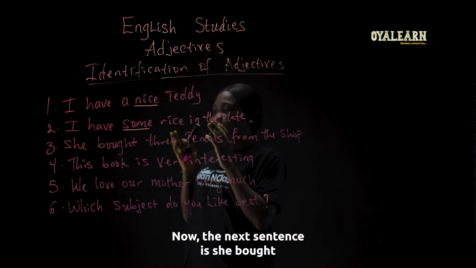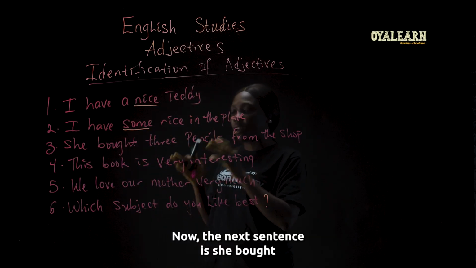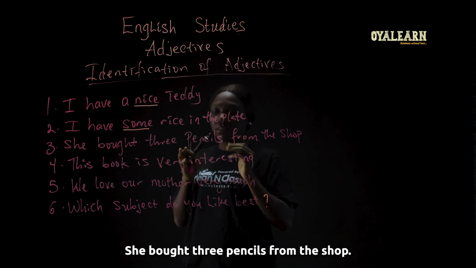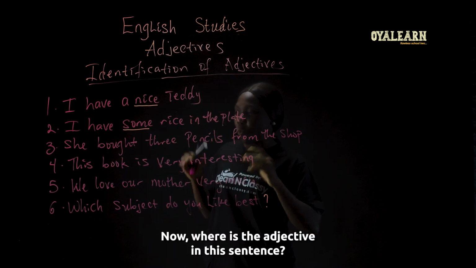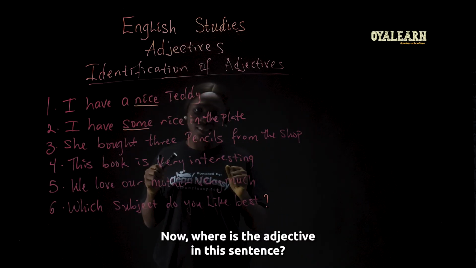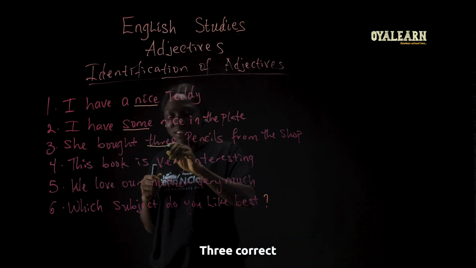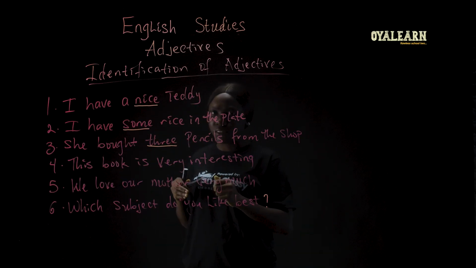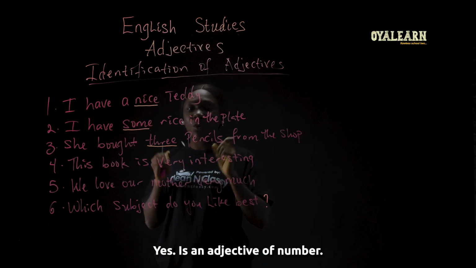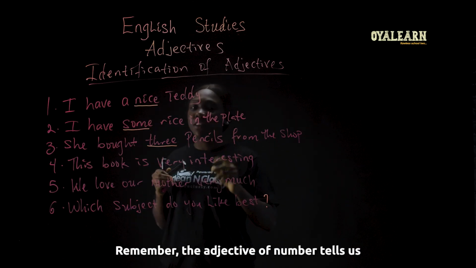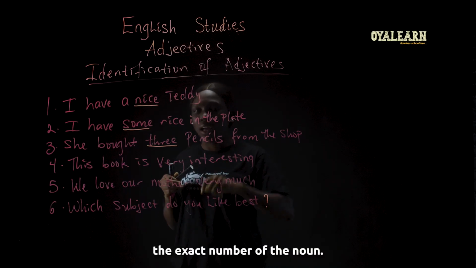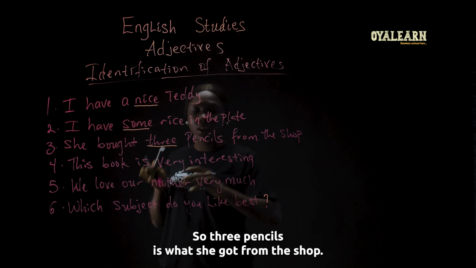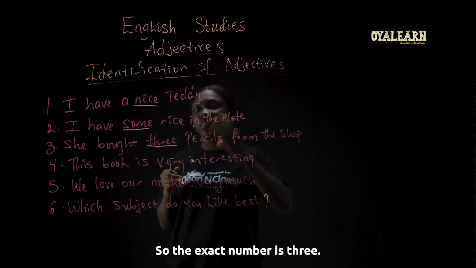Now the next sentence is she bought 3 pencils from the shop. Now where is the adjective in this sentence? 3, correct. 3 is the adjective. And where does this adjective fall under? Yes, it's an adjective of number. Remember, the adjective of number tells us the exact number of the noun. So 3 pencils is what she got from the shop. So the exact number is 3.